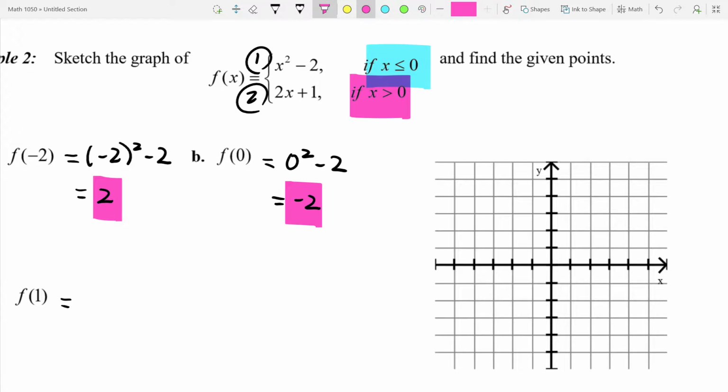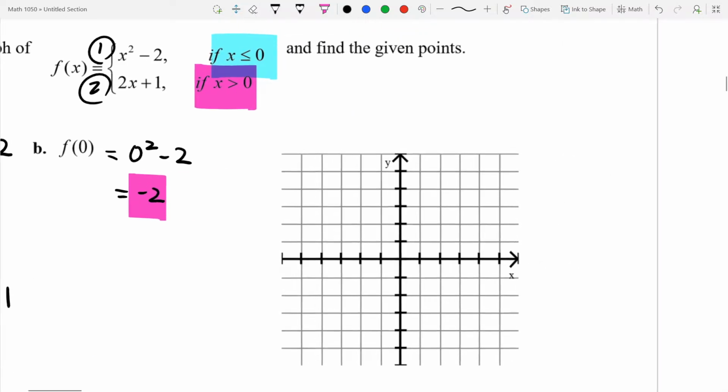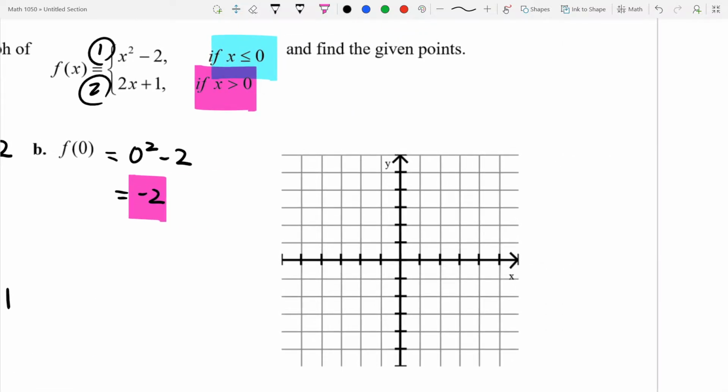F of 1, you tell me, 1 or 2. Everybody tell me. Number 2, right? So you're going to go 2 times 1 plus 1. That's 2 plus 1, which is 3. There's your answer. We're done. Now I want you to forget about it. Now we're going to go straight to the graph, and then I'll make the connection. Okay? You don't need to make a connection because you guys are smart enough. I know you can do it without.